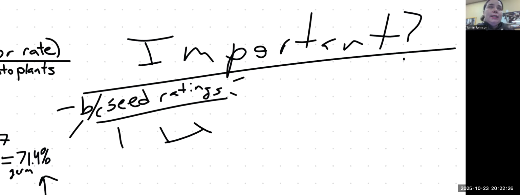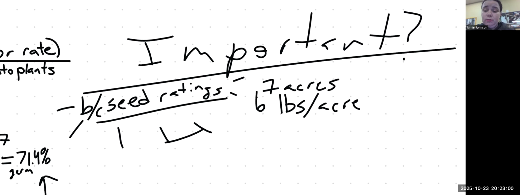So, let's say we've got 7 acres. We've got 7 acres that need to be seeded, and we need to seed, I don't know, 6 pounds per acre of alfalfa to reseed, right?